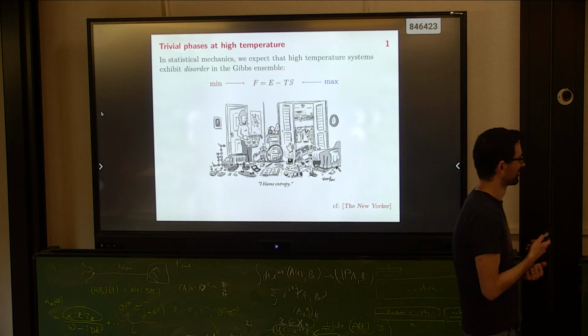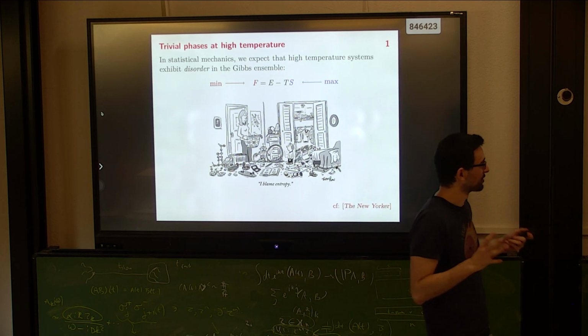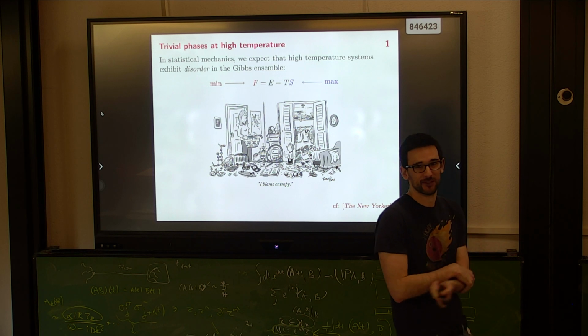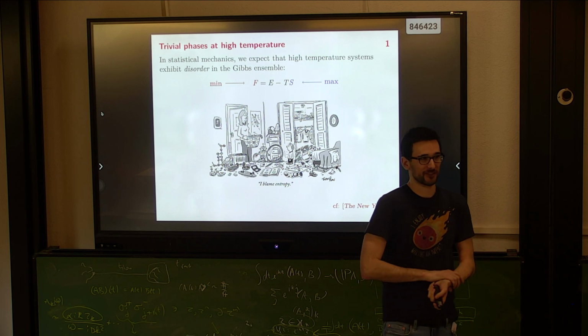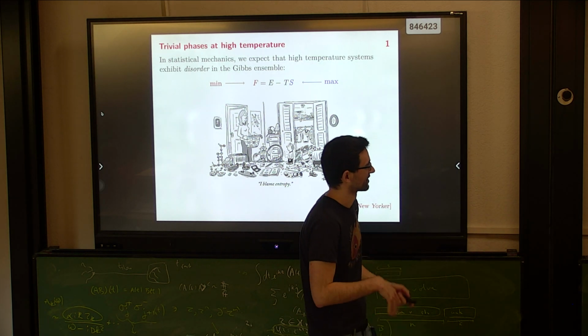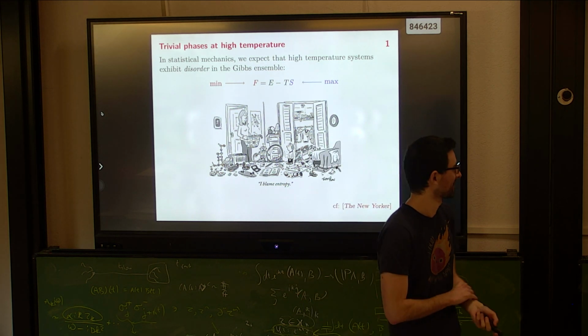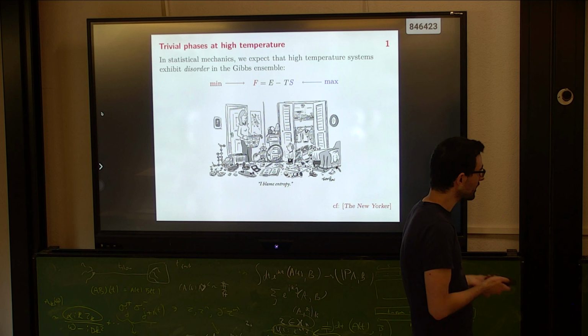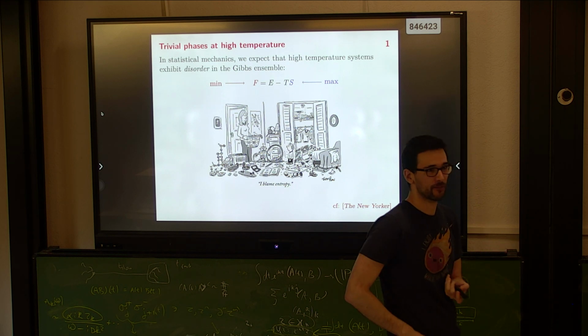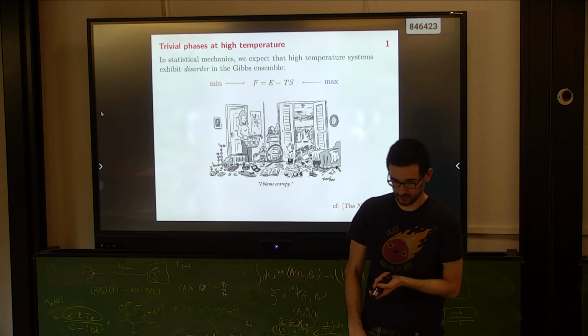So this is a cartoon that shows you that if there's one thing that even pop sci readers understand about stat mech, it's that entropy is a measure of disorder, randomness. So, okay, that's a typical argument that high temperature systems are disordered.